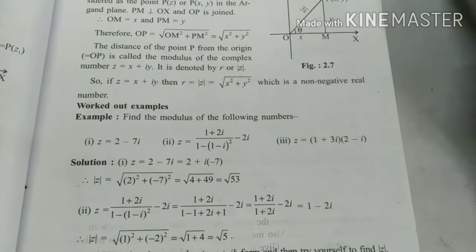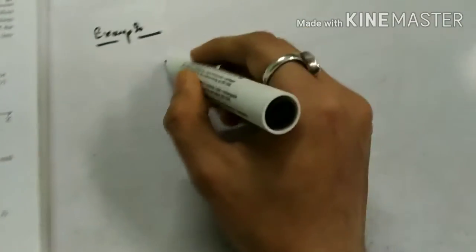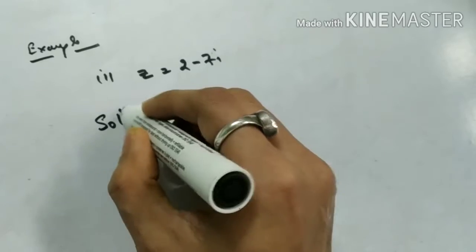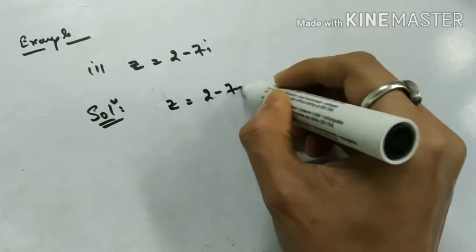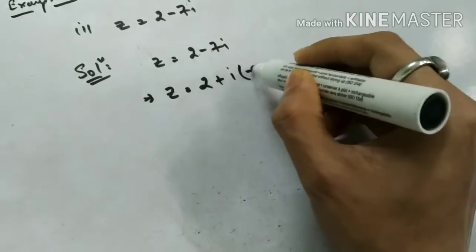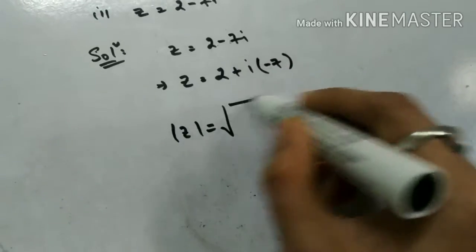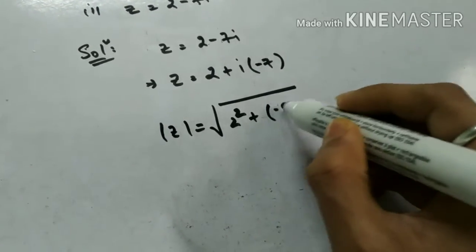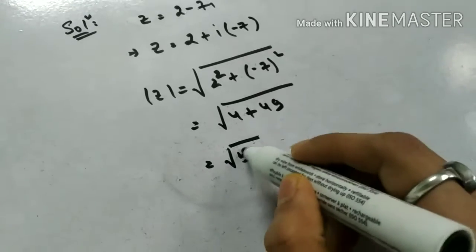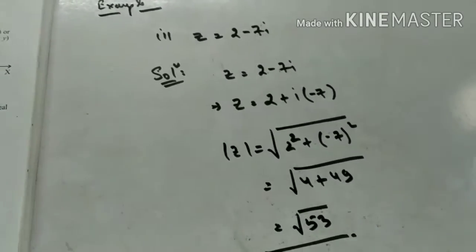Now here you see an example. Find the modulus of the following numbers. Z is equal to 2 minus 7i. In the solution, I can write this as z is equal to 2 plus i into minus 7, a plus ib form. So modulus z is equal to root over x square plus y square. It becomes root over 2 square plus minus 7 the whole square, root over 4 plus 49, root over 53. This is the answer.